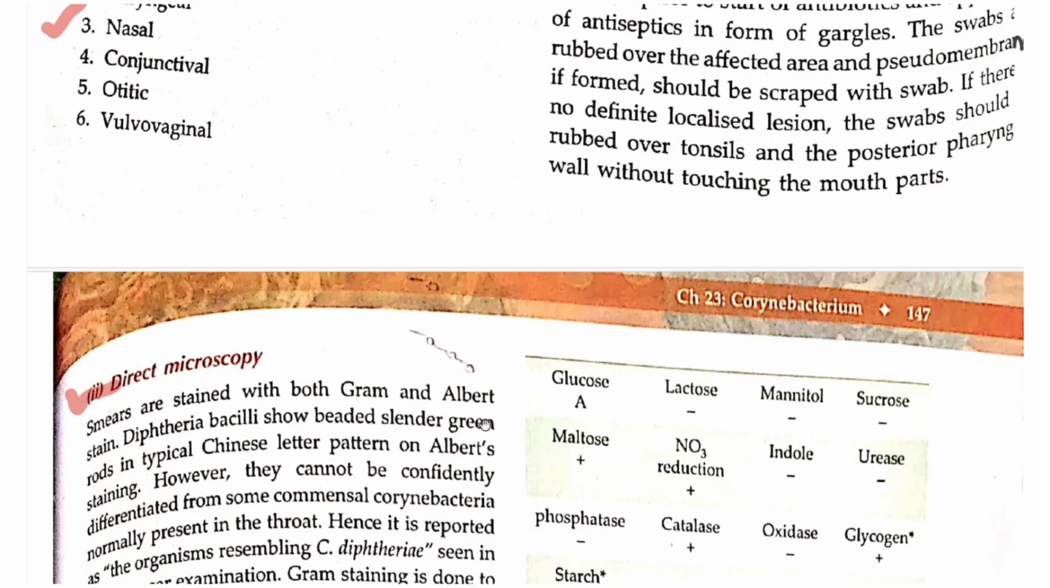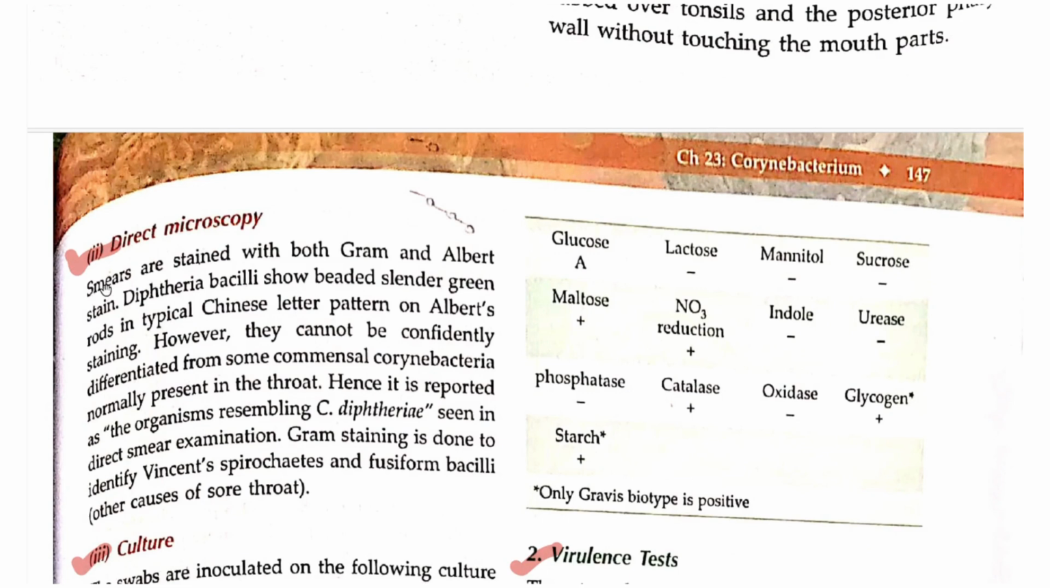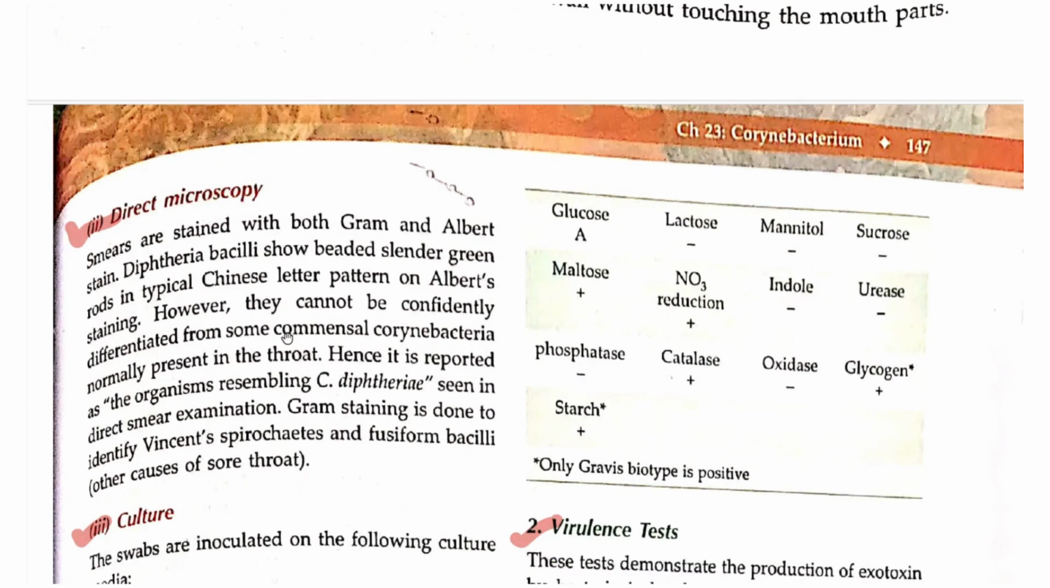Next, after collection of the specimen, you view the specimen under direct microscopy. The smears are stained with both Gram and Albert stain. We had read about the Albert stain in the morphology at the start of the answer. Diphtheria bacilli show beaded, slender, green rods in a typical Chinese letter pattern on Albert staining. However, they cannot be confidently differentiated from some other Corynebacterium organisms that are present in the throat. Hence, it is reported as organisms resembling C. diphtheriae seen in the direct smear examination.